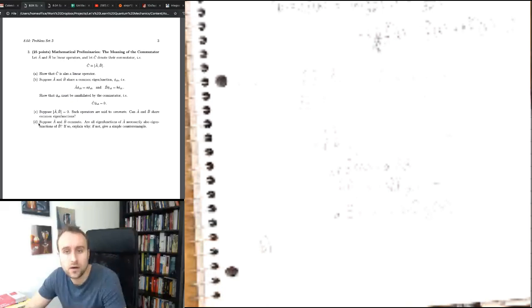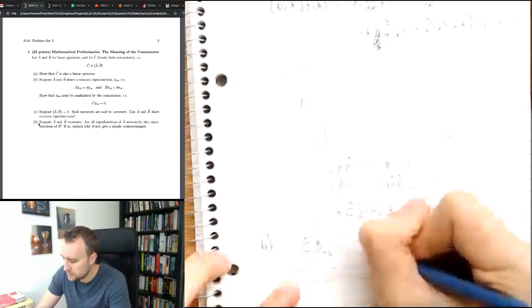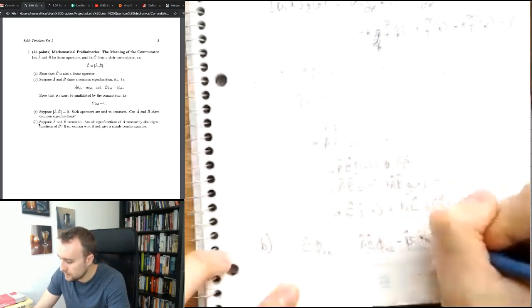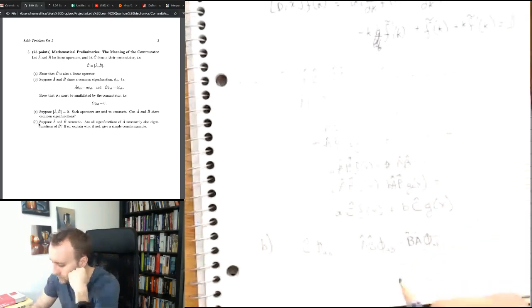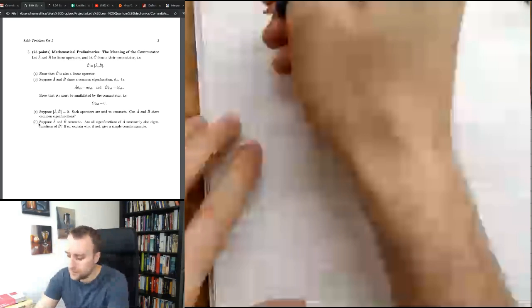B, suppose A and B share a common eigenfunction, theta AB. Show that theta AB must be annihilated by the commutator. So C theta AB is equal to A B theta AB minus B A theta AB. This is linear, so this is going to be AB minus BA, equals zero. Oh, finally, some questions I'm getting.